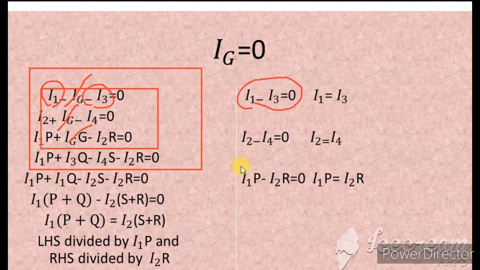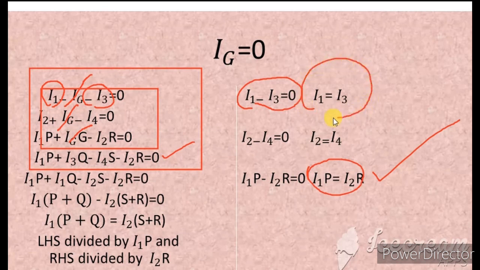Next, I1P minus I2R is equal to 0. Bring this one to this side, so I1P is equal to I2R. Now I am going to consider this equation along with the fourth equation. These are the very main equations. Before that, substitute I3 equal to I1 and I4 equal to I2. Wherever you have the term I3, substitute the term I1, and wherever we have I4, substitute I2. So here I3 we are substituting as I1, and I4 as I2.